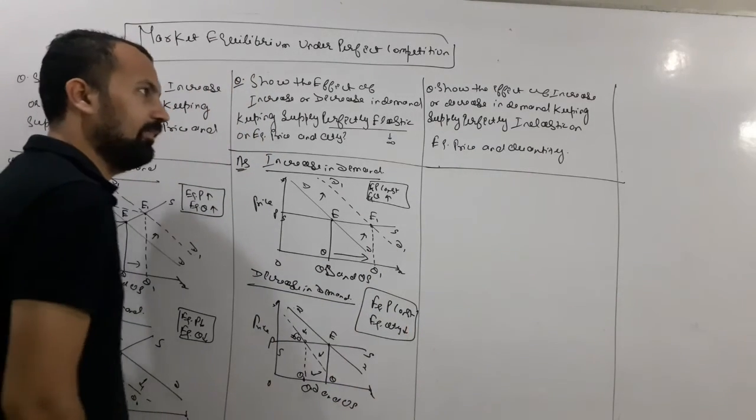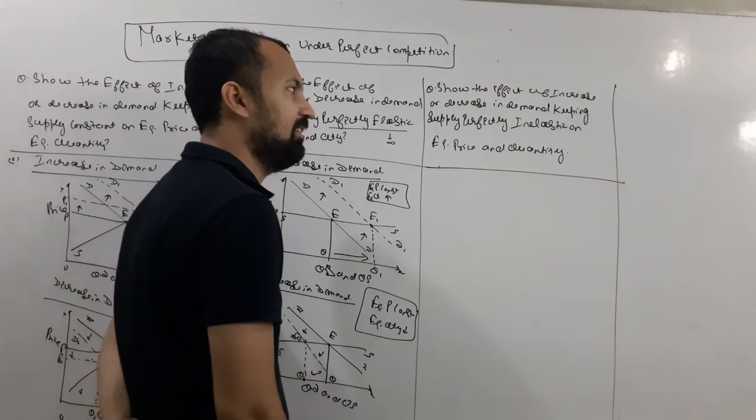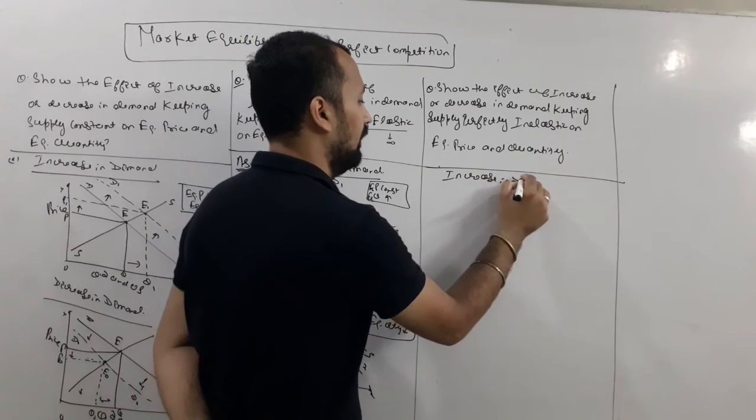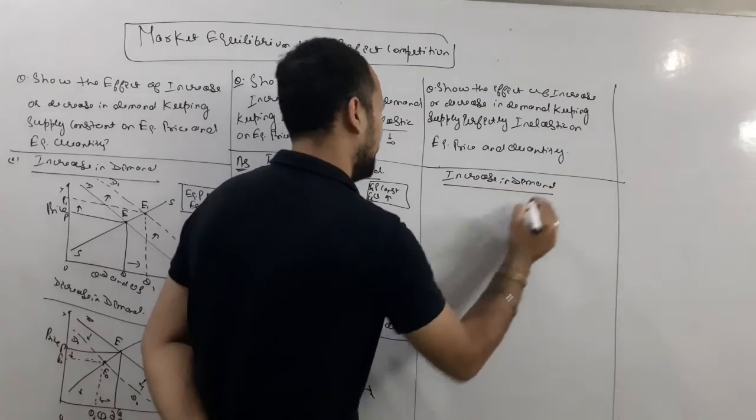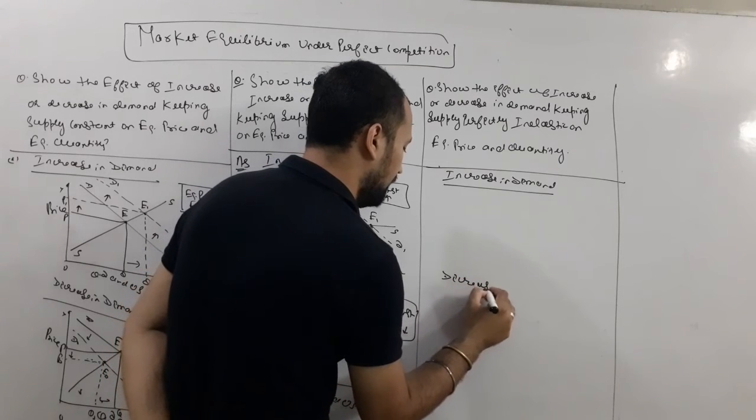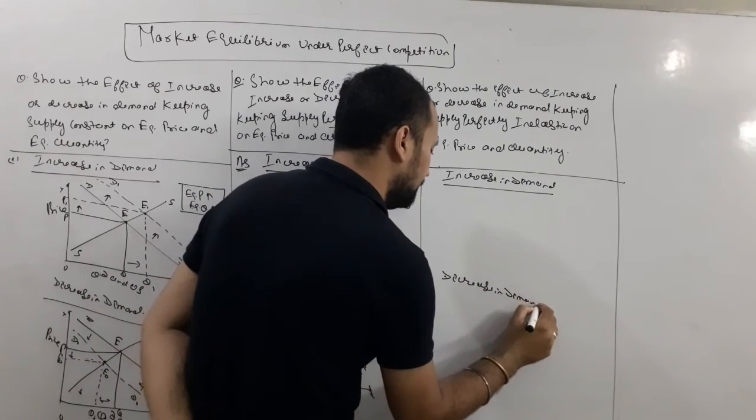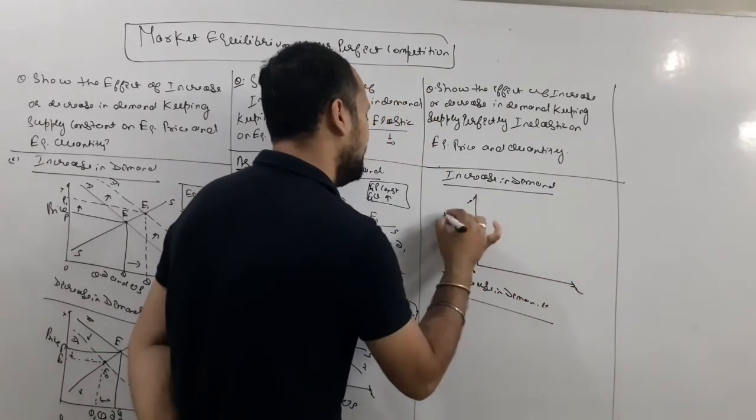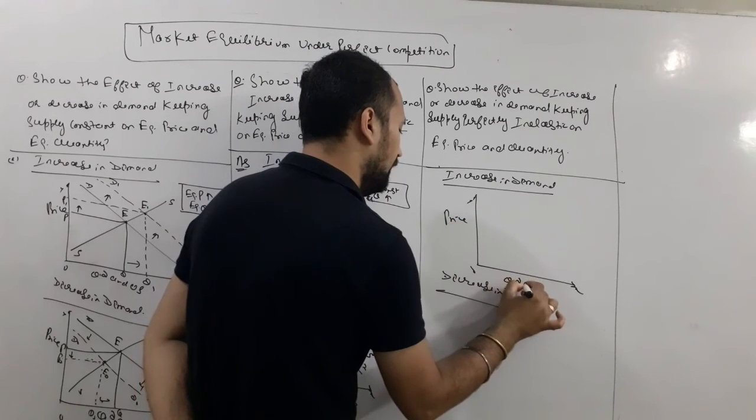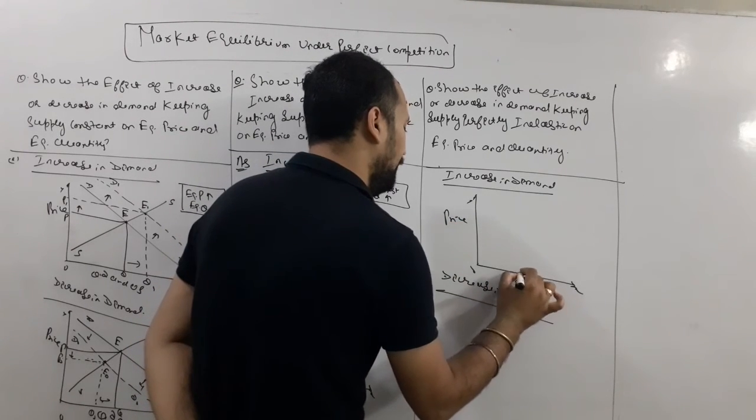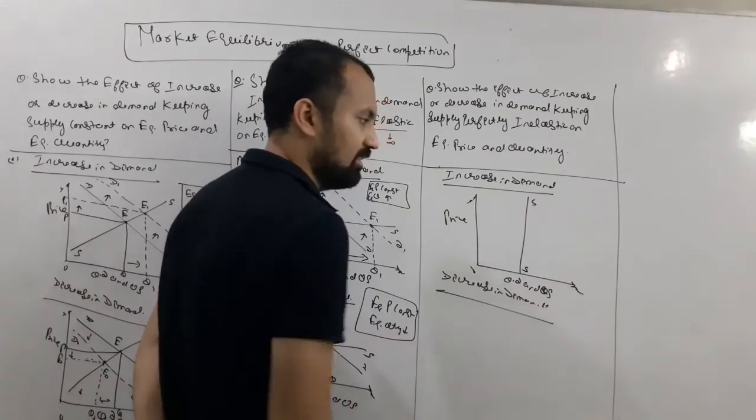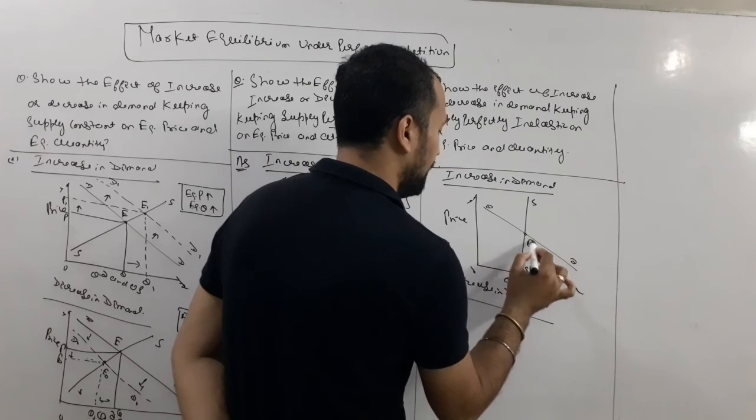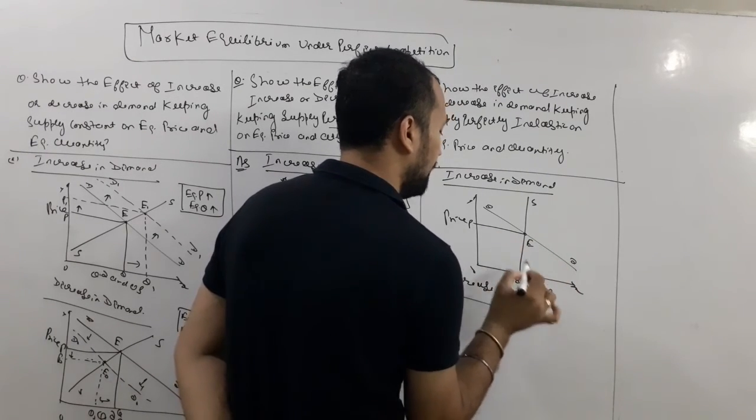Now the next situation. Show the effect of increase or decrease in demand keeping supply perfectly inelastic. In the same manner, we need to explain two situations: one is increase in demand and one is decrease in demand. Before starting this, we draw the x-axis, the point of origin, and the y-axis for price, with QD and QS. We explain the diagram of SS. This is the demand curve DD, at which the equilibrium is formed, that is E. This is the equilibrium price, this is the equilibrium quantity.